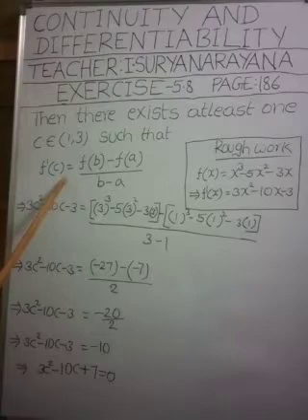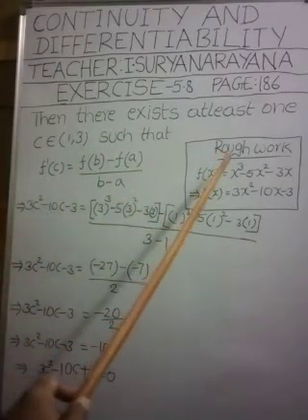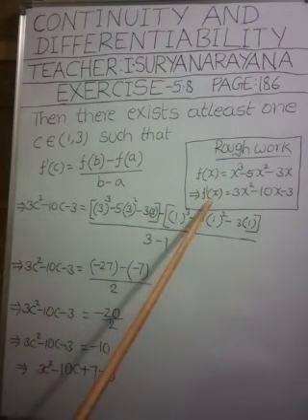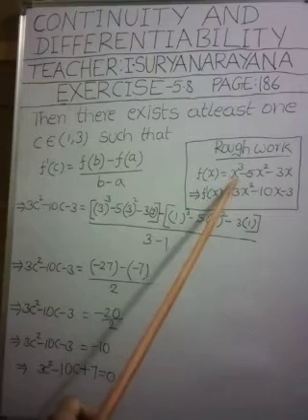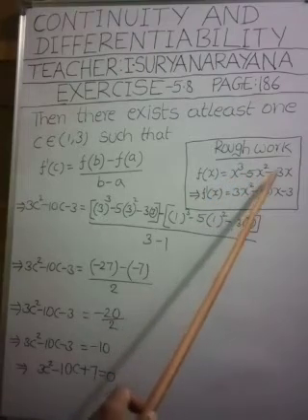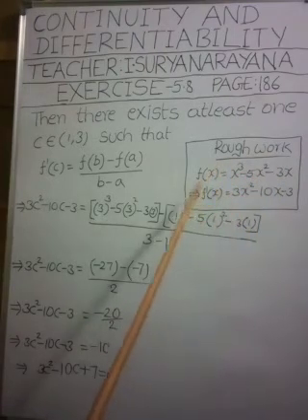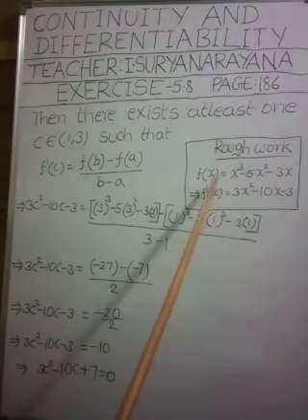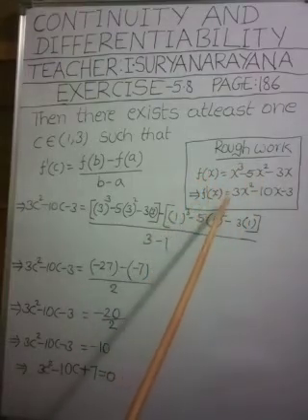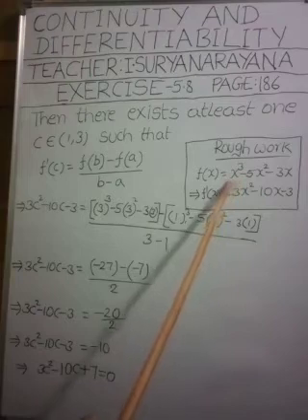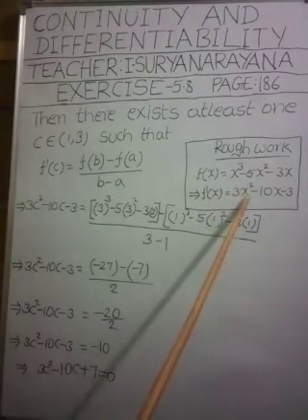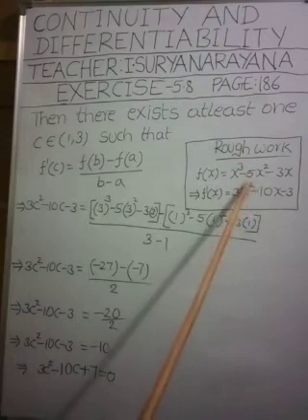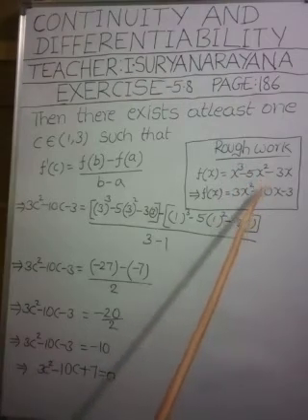To find f dash of c, in rough work I am finding f dash of x first. So f of x is equal to x cube minus 5x square minus 3x, which is given. Now we are finding its derivative. So f dash of x is equal to, what is the derivative of x cube? 3x square. Understood this first term, my dear children? Right. Minus, what is the derivative of this second term?